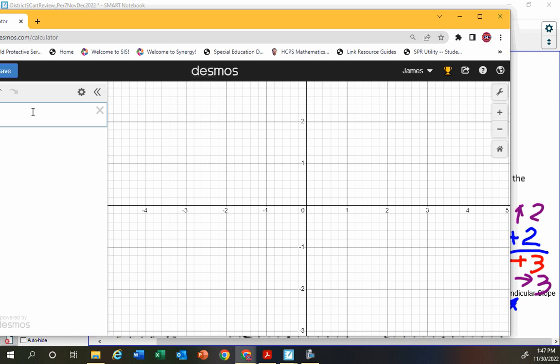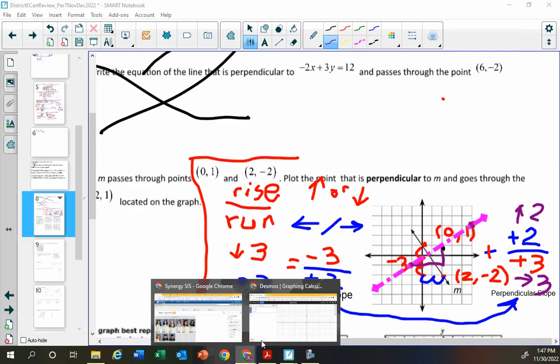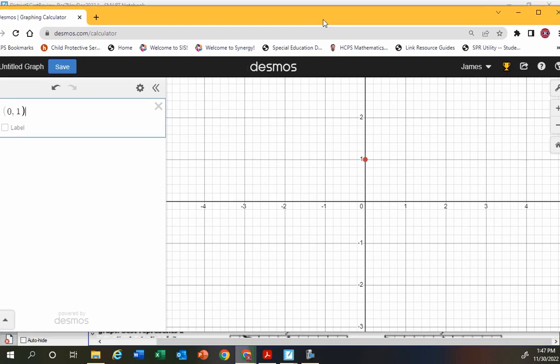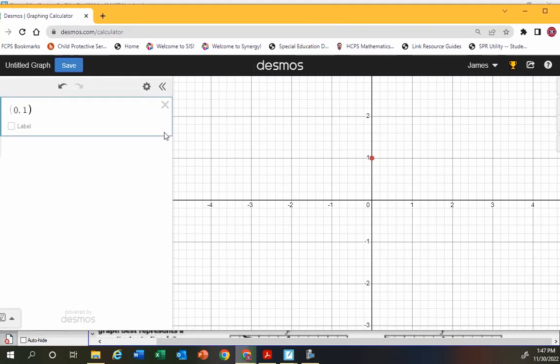I don't know why it's not giving it to me. Okay, so you can type it in. All right, this computer's not being my friend right now. Okay, you type in your point, and then you type in your other point. Use parentheses. If you're going to plot points, yeah, you're going to have to.